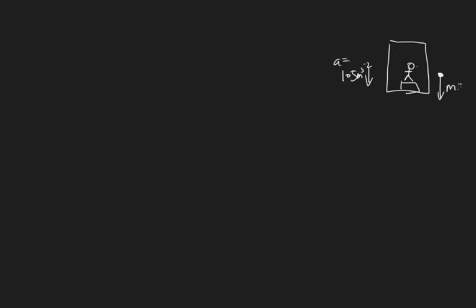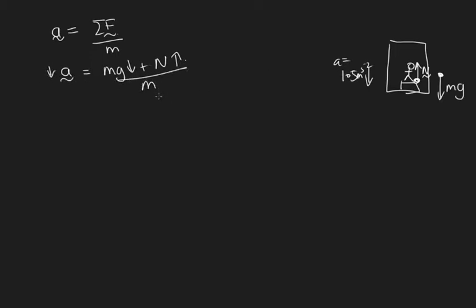He's still got his weight force acting downwards, and in this case he's got this normal reaction force from the scales acting upwards. So we know that the acceleration is equal to the net force on the man over the mass of the man from Newton's second law. And so we've got the weight force of the man acting downwards plus the normal force acting upwards is equal to the acceleration, which in this case is going downwards, and this is divided by the mass of the man.